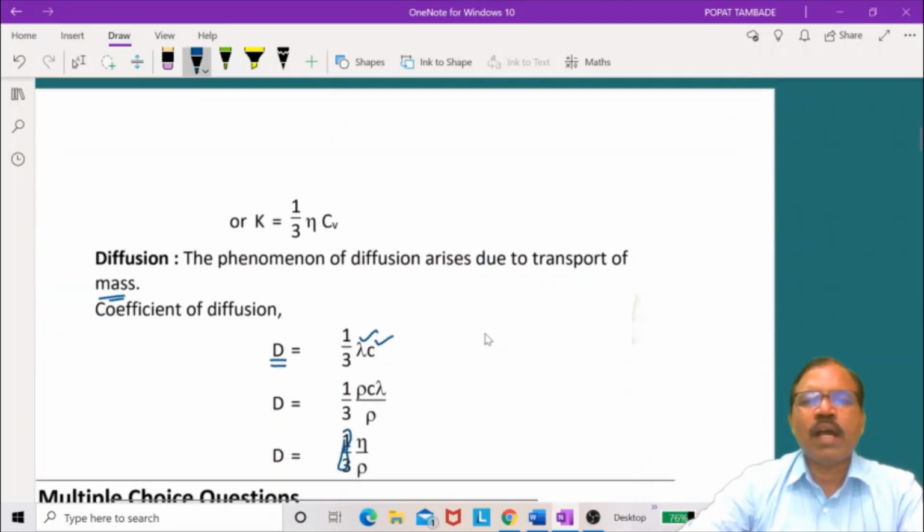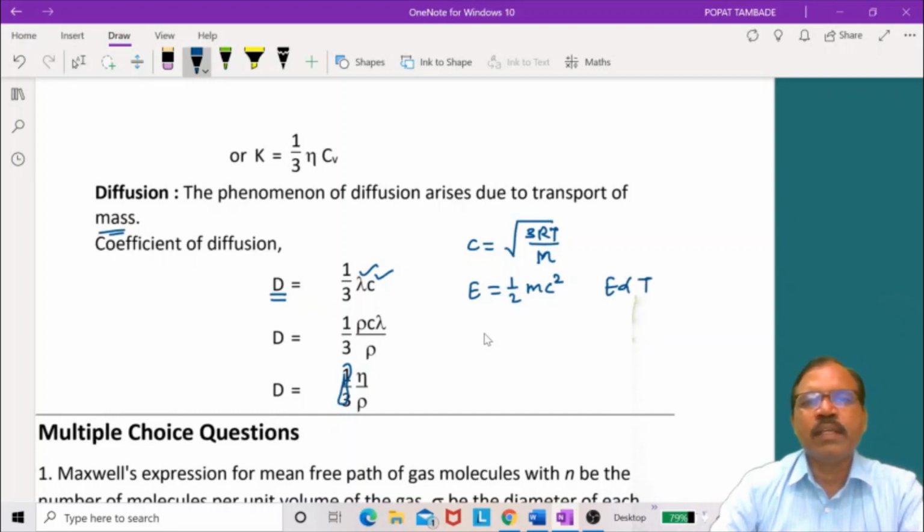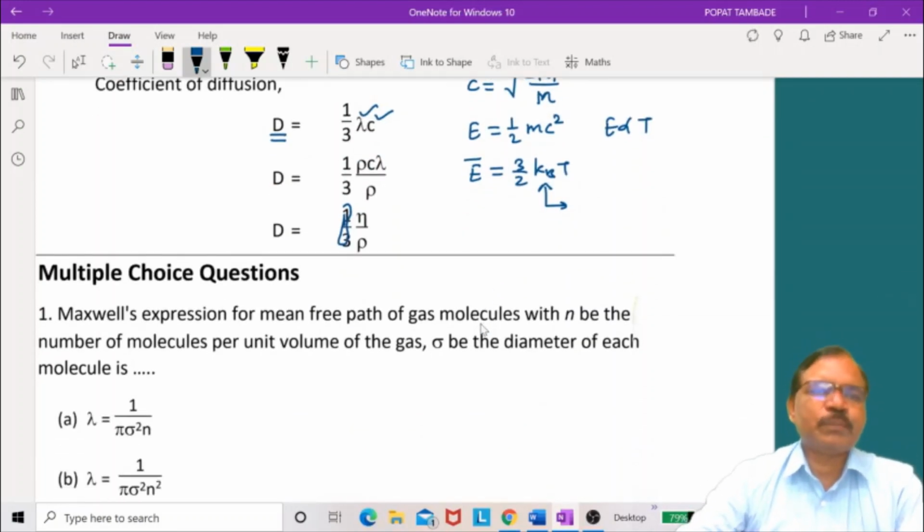Before that, we have RMS velocity. We know c is equal to root of 3 RT upon m. Kinetic energy for each molecule is half m c square, so we can say kinetic energy of a molecule is proportional to temperature if we take c square here. Now average kinetic energy is 3 by 2 kB T, where kB is called Boltzmann constant and T is absolute temperature. Now we'll go to multiple choice questions.